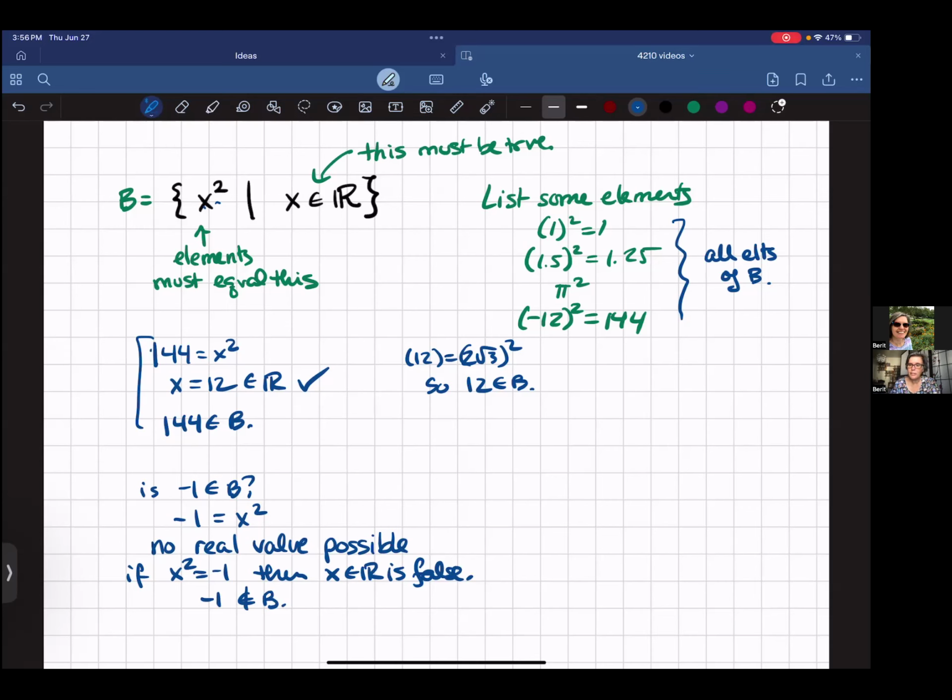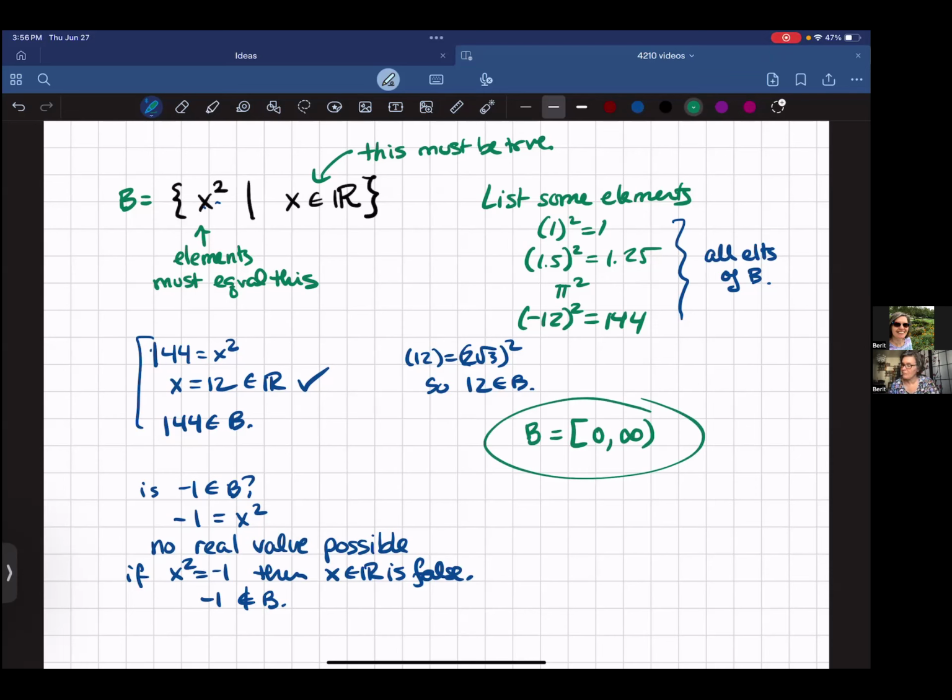A similar argument works for all the negative numbers, right? For any possible negative real number, it's not going to be in B. What about 0? Is 0 in B? If I let x squared equal 0, is there a real number x that makes that true? Yeah, 0 squared. So in this case, I think that B in interval notation is the set of all numbers greater than or equal to 0.